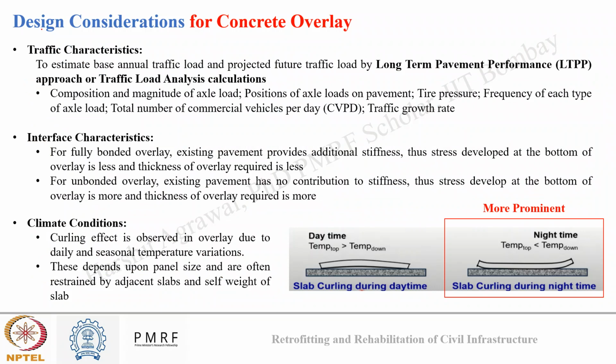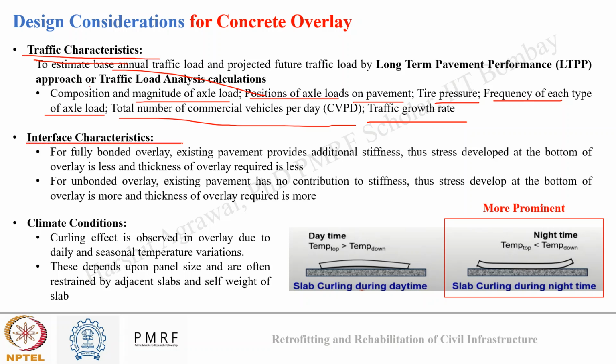When we talk about traffic characteristics, we need to estimate the base annual traffic load or projected future traffic load, either by using long term pavement performance approach or by using traffic load analysis calculation. Generally, composition and magnitude of axle load, the position of axle load on the pavement, tire pressure, frequency of each type of axle load, total number of commercial vehicles per day, and traffic growth rate, all these things are taken into consideration to determine the traffic characteristics of the existing pavement.